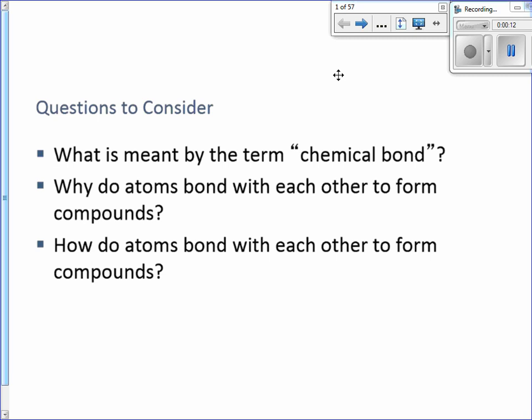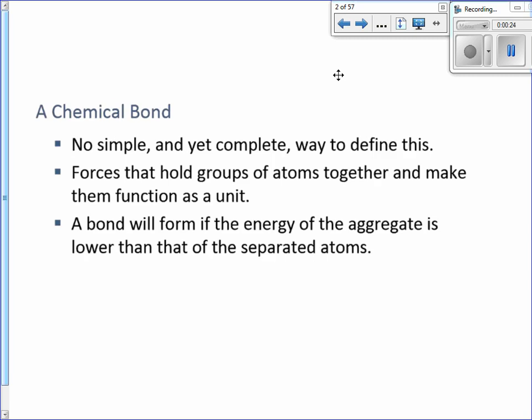All right, we're gonna be talking about chemical bonds, specifically what they are, why they form, and how they form. First things first: a lot of people have trouble defining what a chemical bond is, because there are lots of ways to say it. But we would describe it as some kind of force or forces that hold groups of atoms together to make it function as a unit. We want them to function as a unit, and we want them holding together.